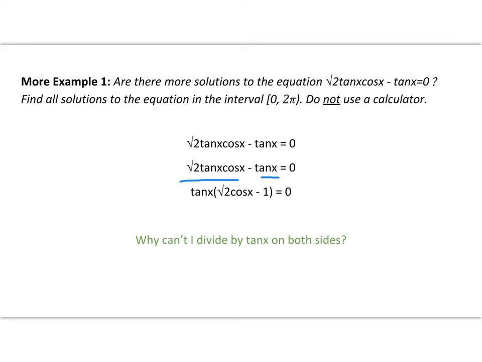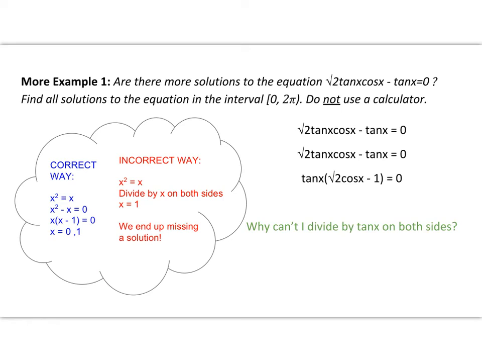A common mistake that people make is that they think they can divide both sides of the equation by tangent. And like I said, that's a mistake. It's a common mistake. So I want to address why we can't do that. Pause for a minute and let's look at this little thought bubble here.